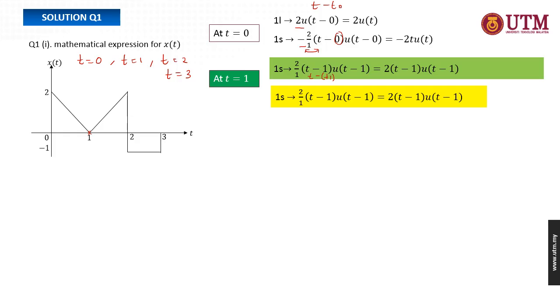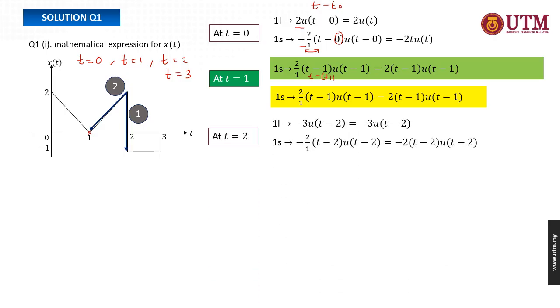Next, move on to t equal to 2. You'll notice there's one vertical line pointing downwards and another slope pointing downward as well to the left. Okay, let's write the equation for this signal. The first one, you have one line pointing downward, so that's why it is negative, and the magnitude is from 2 to minus 1, so the magnitude is 3. u(t minus t naught), so the line crosses at t equal to positive 2, so therefore the equation for this line is minus 3u(t minus 2).